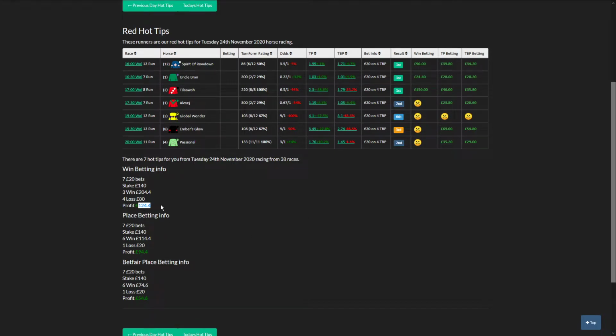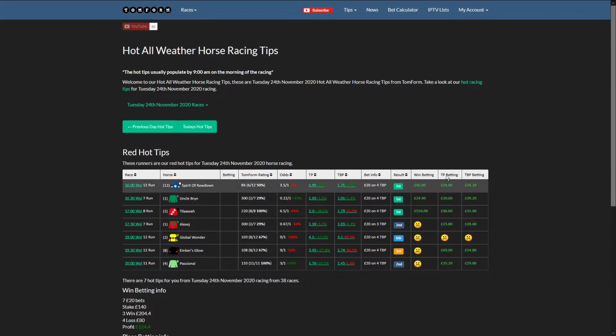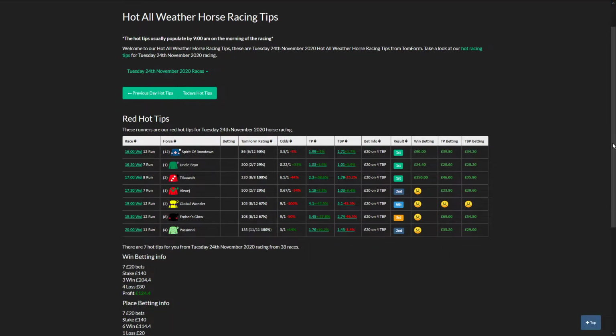So the win part was 124, just the place part was £94.40, and the Betfair maximum place offerings, if you'd have followed those tips, there was £54.60 to be won with only one loss. So at the moment, the place betting is the most profitable one to follow, we believe, after going back through all the results.